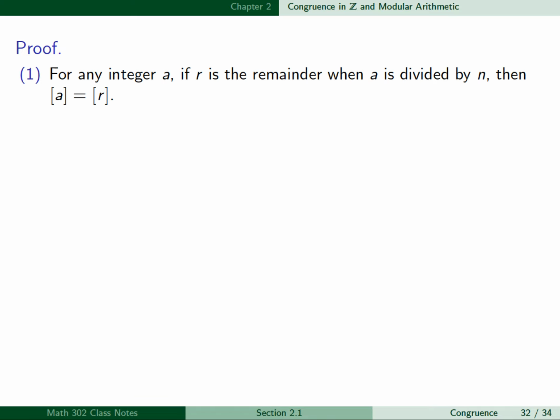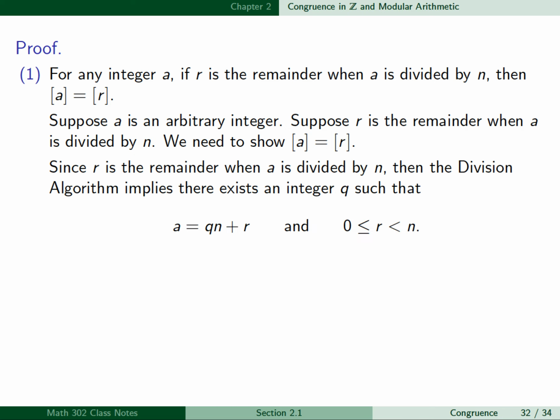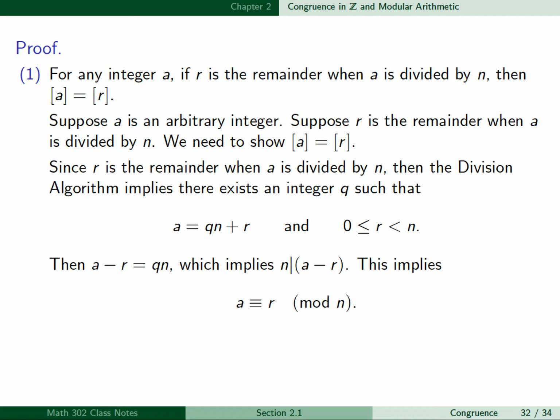To prove this, for 1, we'll suppose a is an arbitrary integer. We'll suppose the hypothesis r is the remainder when a is divided by n. We then need to show that the class of a is equal to the class of r. Now, since r is the remainder when a is divided by n, then the division algorithm implies that there exists an integer q such that a is equal to qn plus r, and 0 is less than or equal to r is strictly less than n. So then a minus r equals qn, which implies that n divides a minus r, and this implies that a is congruent to r mod n. It then follows from theorem 2.3 that the class of a is equal to the class of r.